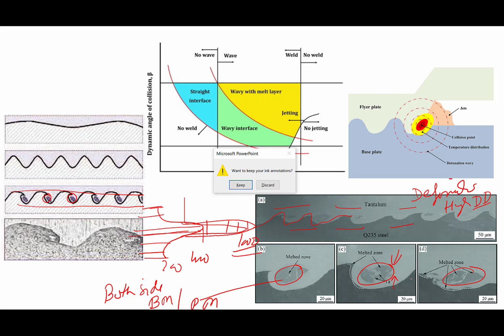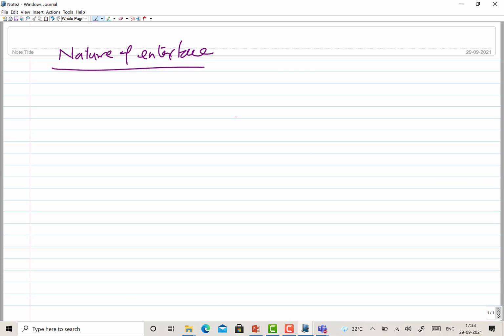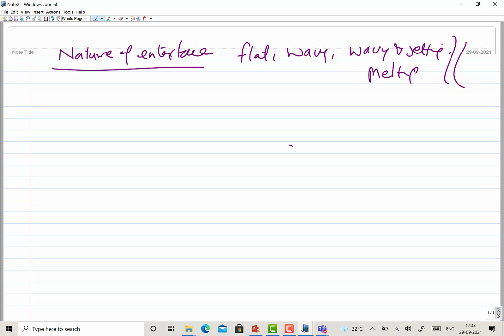Let me go through it. So about the joint interface, it can be flat, it can be wavy, or wavy with jetting, or interfacial melting, and based on that you will find different kinds of joint performances. Okay, so can you tell what type of joints are developed using explosive welding? Type of the joints that we develop using explosive welding?